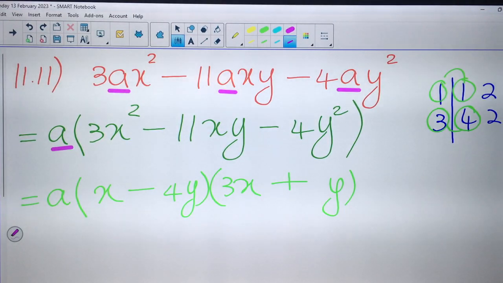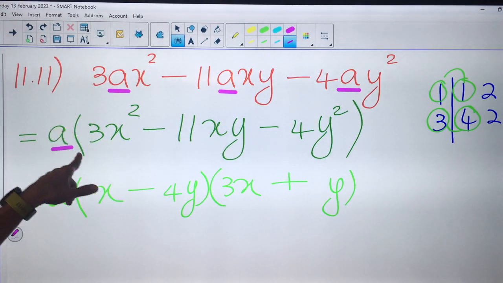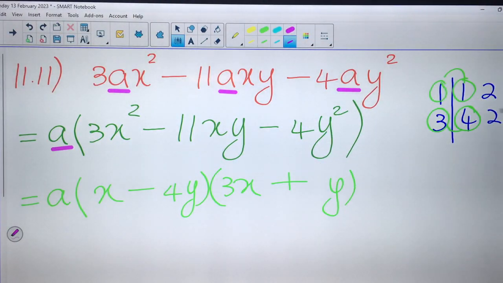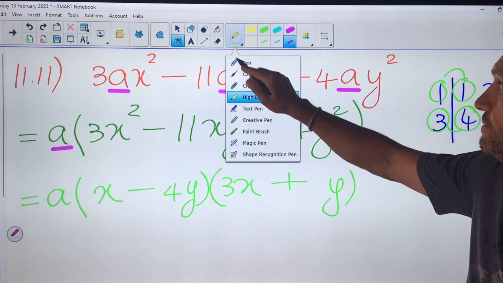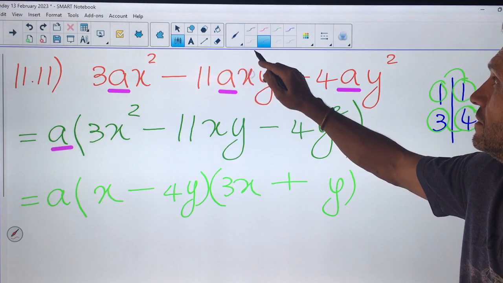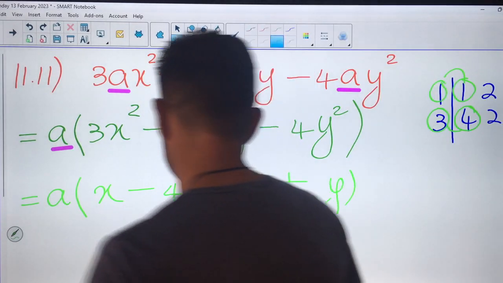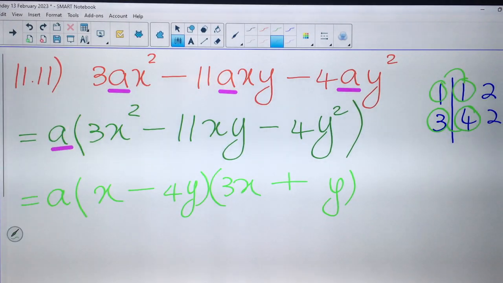So once the A is out, I have a 3 that I have to consider. That's why I have the factors of 3 over here. And I have a 4 to consider. That's why I have the factors of 4 over here. And then 3 times 4 is 12, and 1 times 1 is 1. The difference between 12 and 1 is going to give us 11.